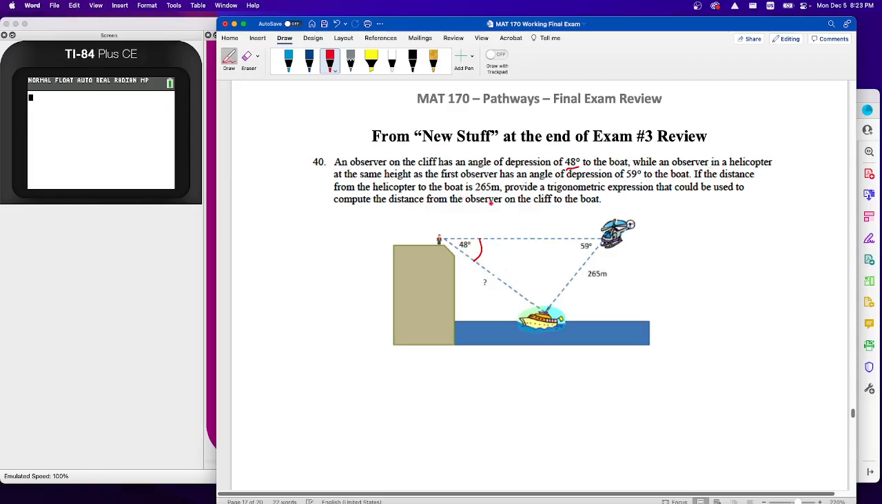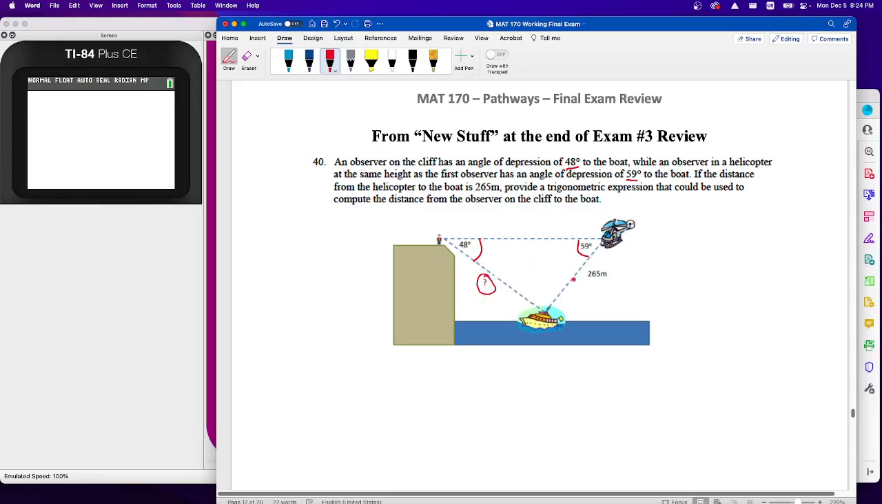And then someone's in a helicopter. They've got the angle of depression of 59, which is this angle of the triangle. The distance from the helicopter to the boat is 265 meters. Provide a trigonometric expression that could be used to compute the distance from the observer on the cliff to the boat. So what could compute this?